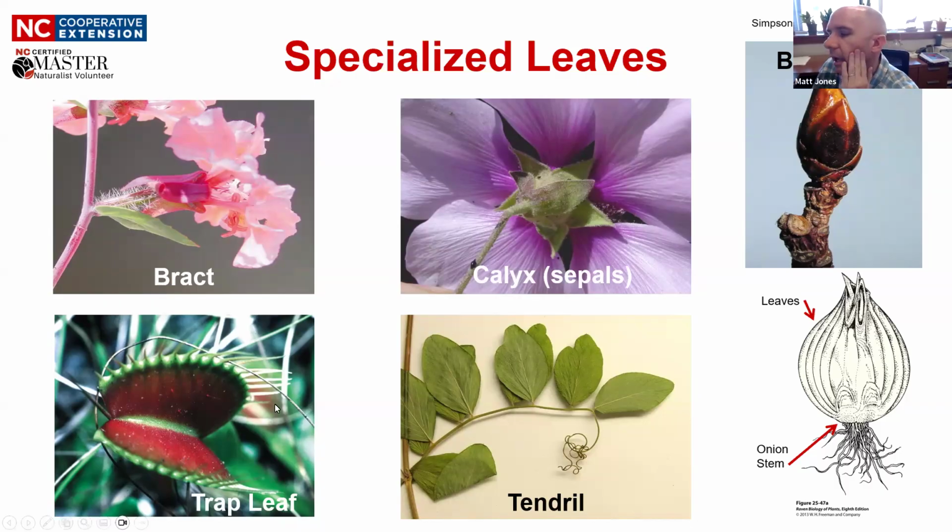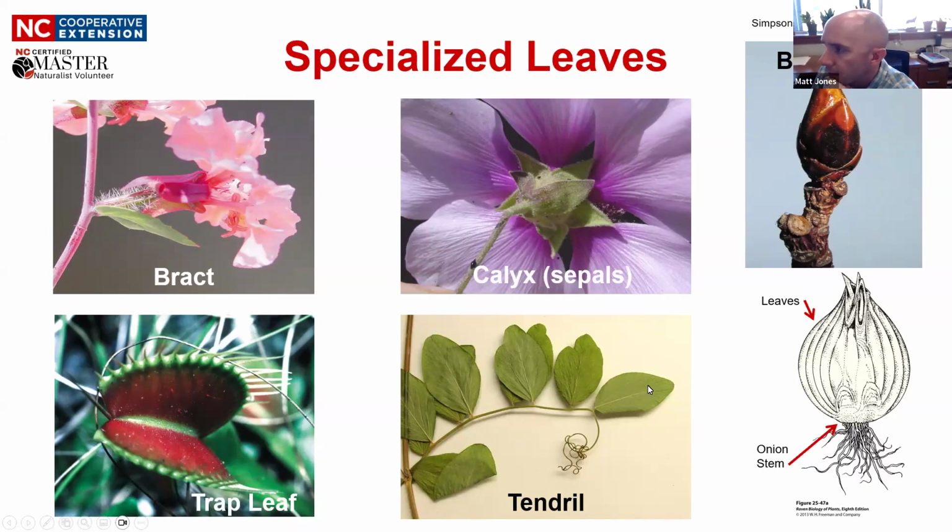And then some leaves can be modified into traps, like the Venus flytrap or the pitcher traps of pitcher plants. Some can be modified into tendrils, but stems can also do that. And then some can be modified for storage. So when you cut open an onion, the bulb is a set of modified leaves that are adapted for storing starches. And the actual stem is way down here, and the leaves emerge up from the ground as the scallions, basically, of the onion.